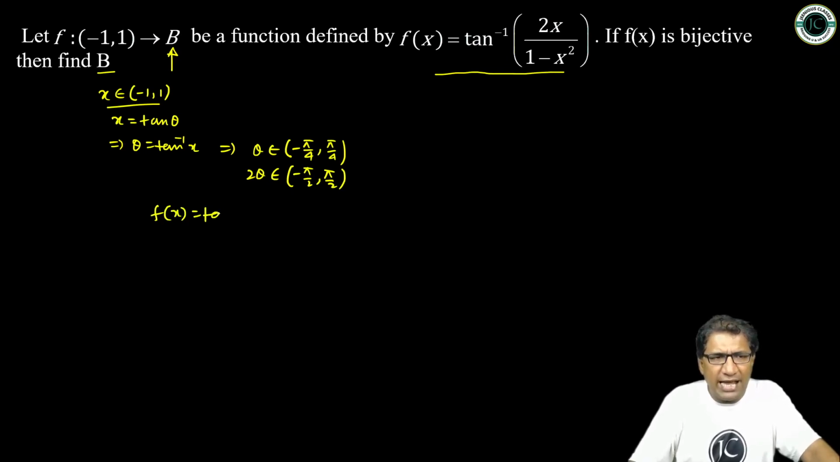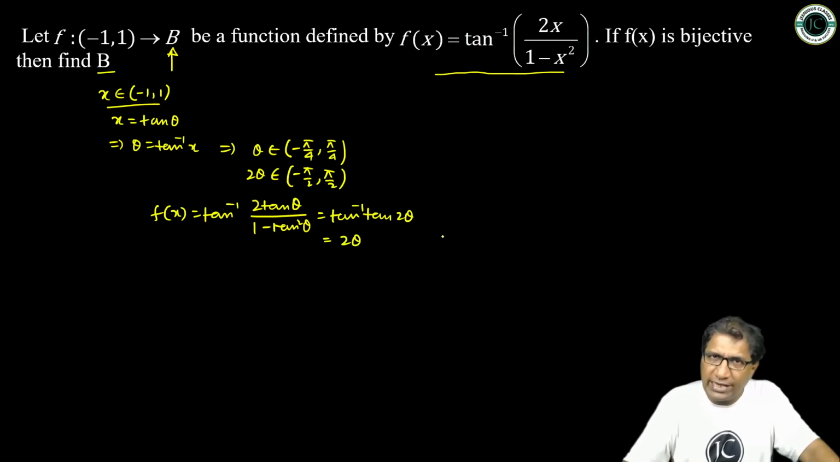Okay, now what about our function? The function changes to tan inverse of 2 tan theta by 1 minus tan square theta. So that gives us tan inverse tan 2 theta. जिसका मतलब क्या हुआ? 2 theta, right?